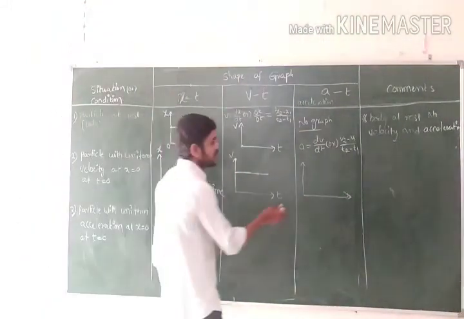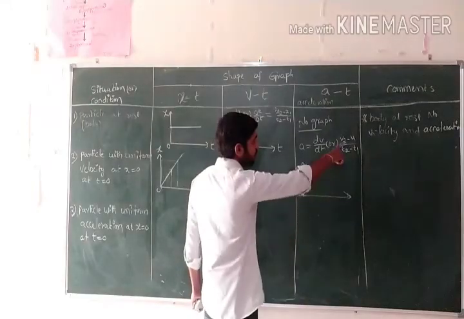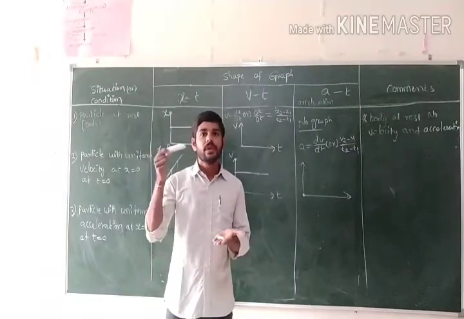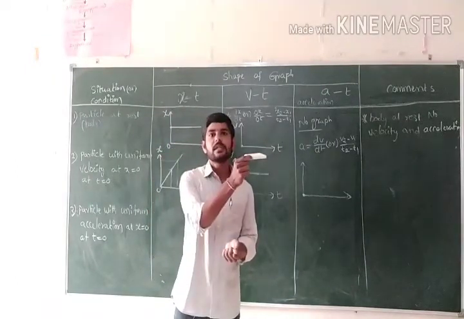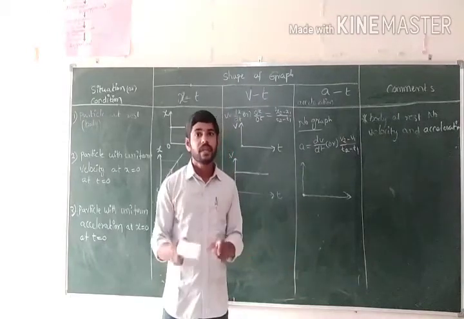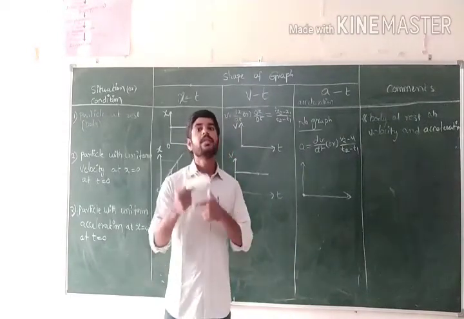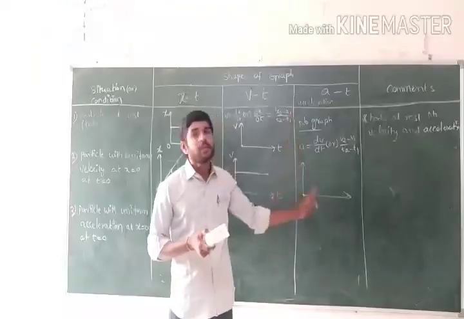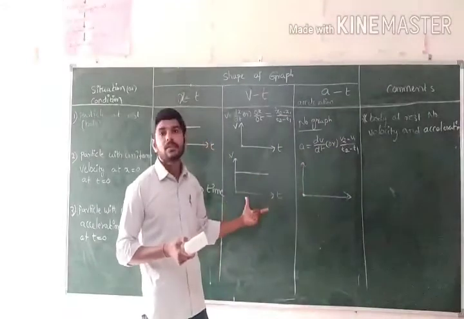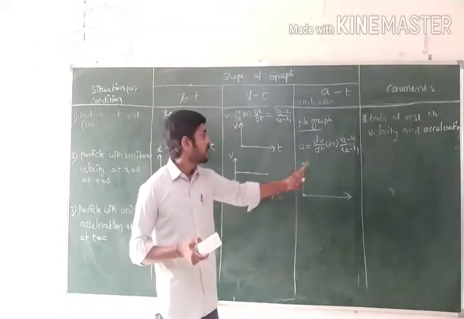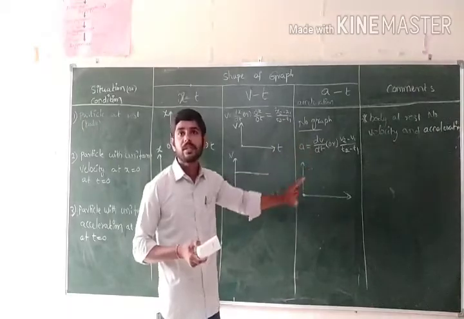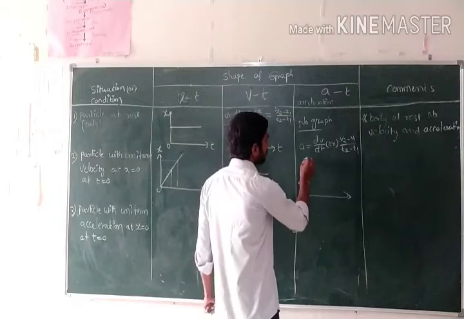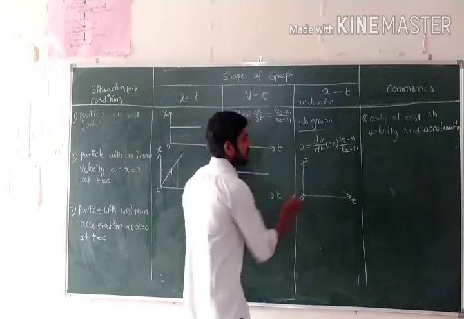In uniform velocity, no acceleration is developed, because only when the velocity changes will acceleration be produced. If the body is moving at constant velocity, there is no acceleration. If we need acceleration, the velocity must change continuously. In this case, we can derive the acceleration versus time graph. That means there is no acceleration, so the point is at the origin. Suppose this is acceleration and this is the time graph, it shows like this.